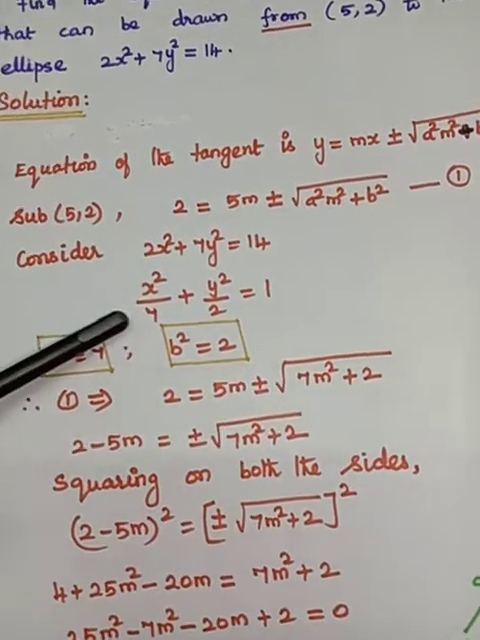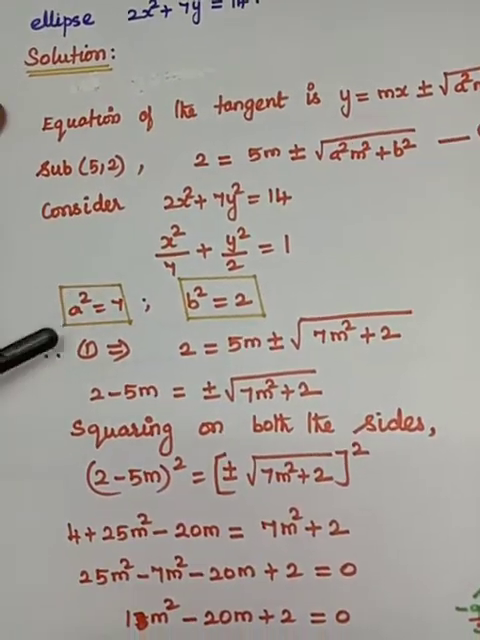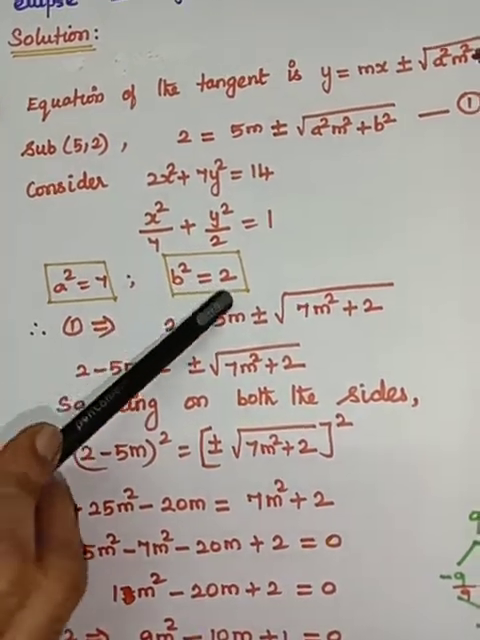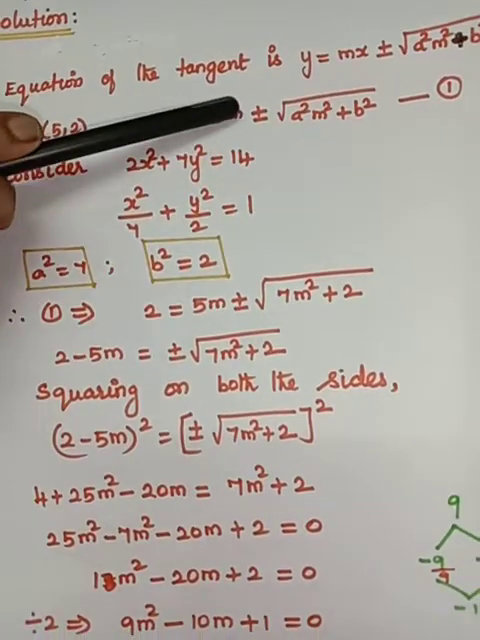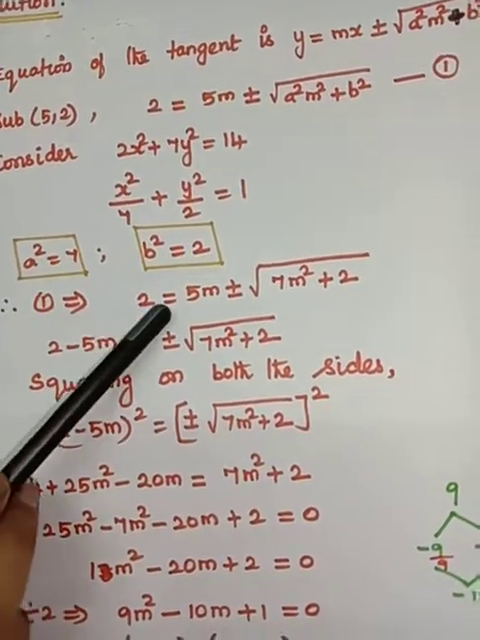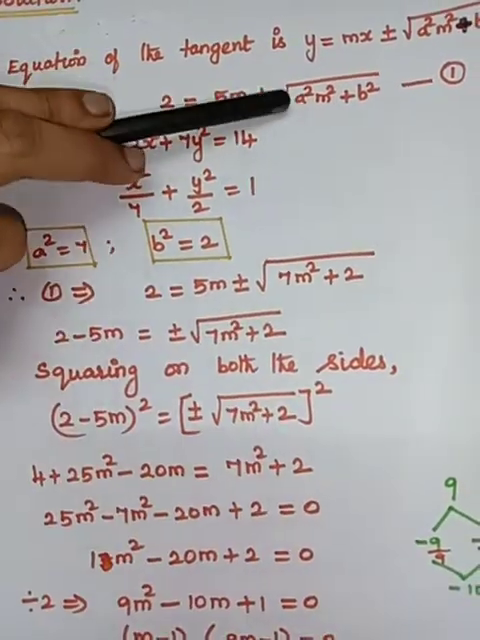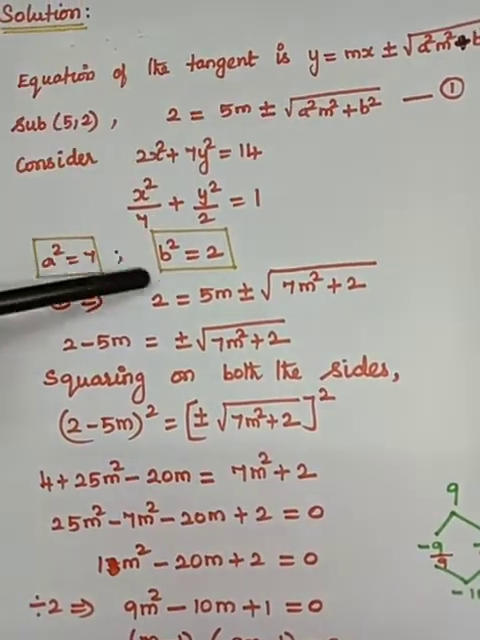So it is an ellipse. The bigger number has to be taken as a squared. So a squared is equal to 7 and b squared is equal to 2. After finding a squared and b squared, you have to substitute in the first equation. So 2 is equal to 5m plus or minus square root of, what is a squared? It is 7m squared plus, what is b squared? It is 2.